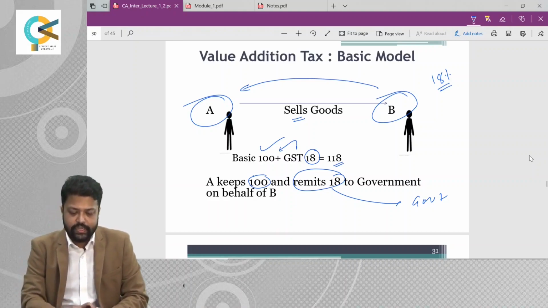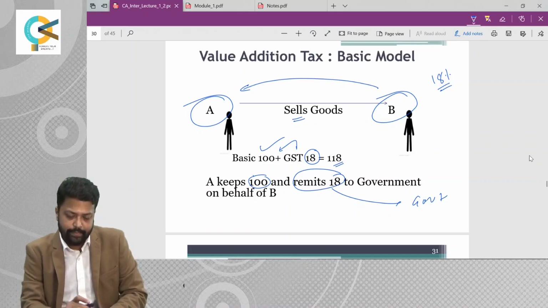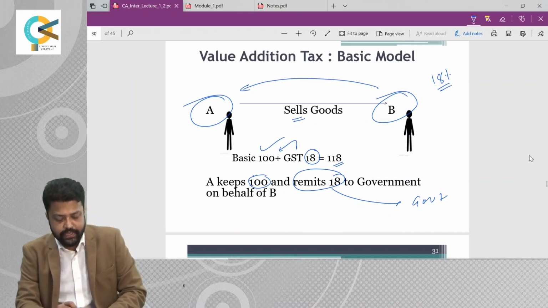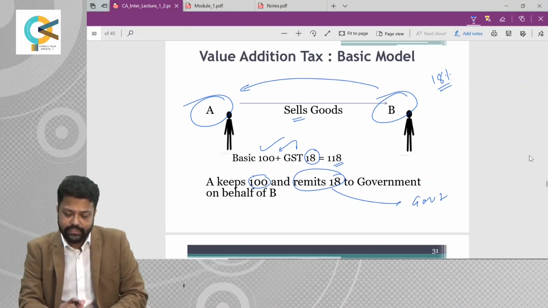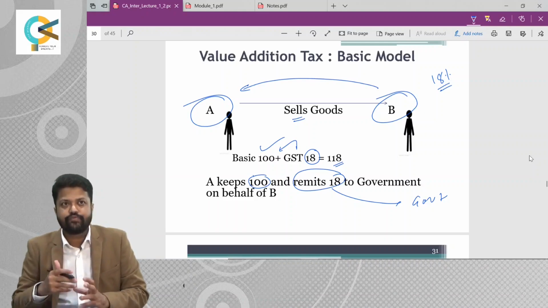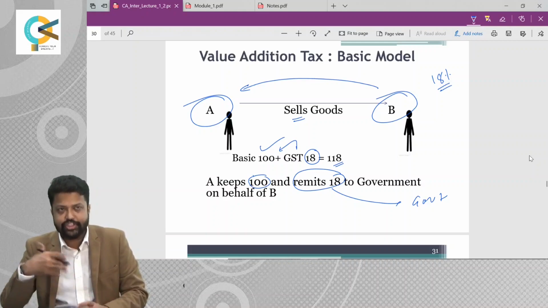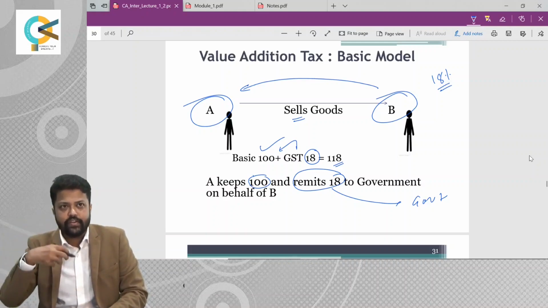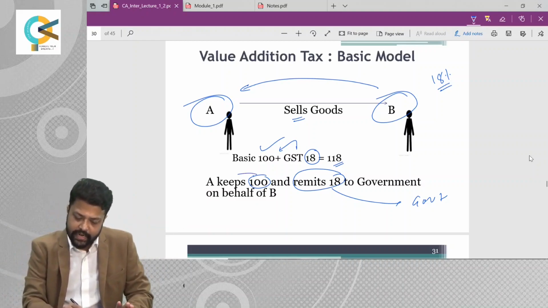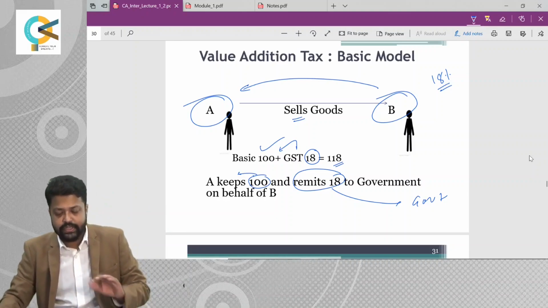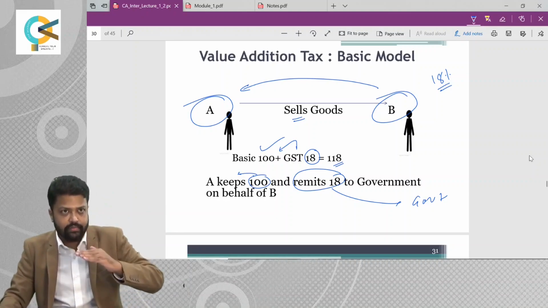So in case of sale of goods, I am just repeating the example. A sells goods to B worth rupees 100. I am assuming that the rate is 18%. So 18 rupees GST is recovered. It is called forward charge. A is charging that, recovering it from his customer and remitting it to the government. So A is retaining 100 rupees and remitting rupees 18 to the government. So this is level 1.